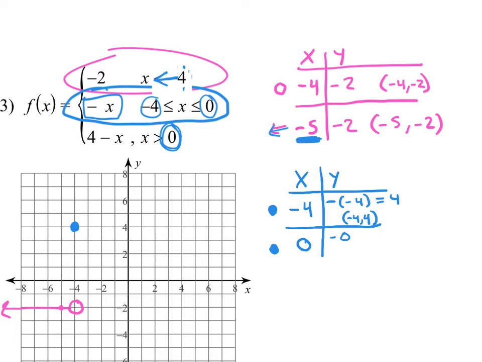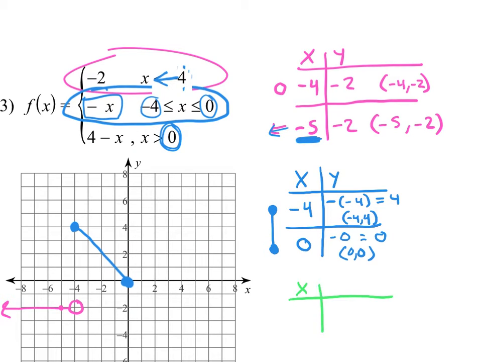Next we have 0. So when we plug in 0, we get a -0, so this is just 0. So then what's our point here? (0, 0). So we put a closed circle at (0, 0). Do we have an arrow here, or just connect the two dots? Connect the two dots. Every time it's a middle piece, we just connect the two dots.